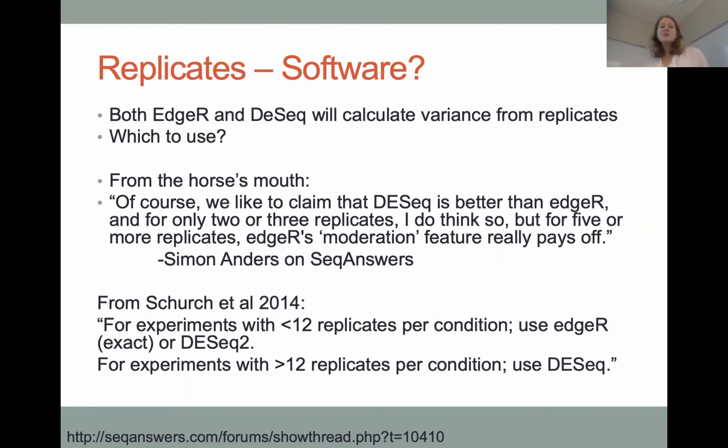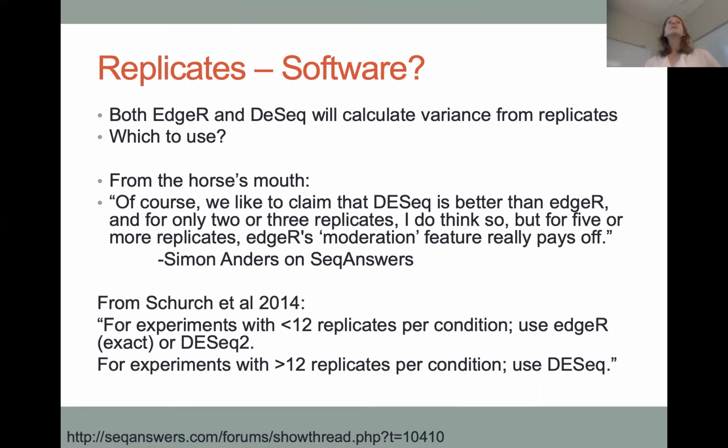So if you're choosing between EdgeR and DE-seq, this is from Simon Anders. I ran across this and I thought it was worth pointing out. Simon Anders is one of the authors of DE-seq, and DE-seq 2 would be the follow-up to DE-seq. And he said, of course, we like to claim that DE-seq is better than EdgeR, and for only 2 or 3 replicates, I do think it is, but for 5 or more replicates, EdgeR's moderation feature really pays off. So if you are in a lab and you can afford 5 or 6 replicates, I would tend to agree with him that moving to EdgeR is better.